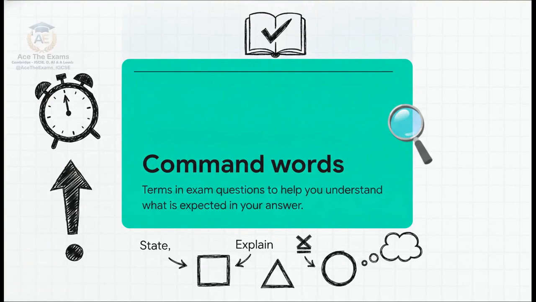If a prompt says state and you write a massive paragraph explaining why, you've just burned precious time. Conversely, if it says explain and you drop a one-word answer, you're leaving marks on the table. These words dictate exactly what actions unlock the points.